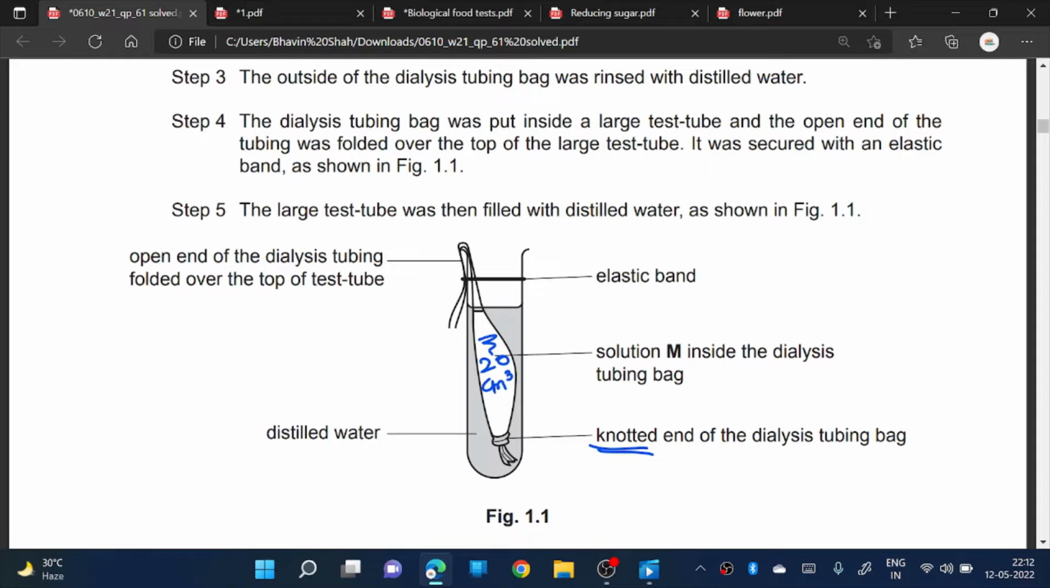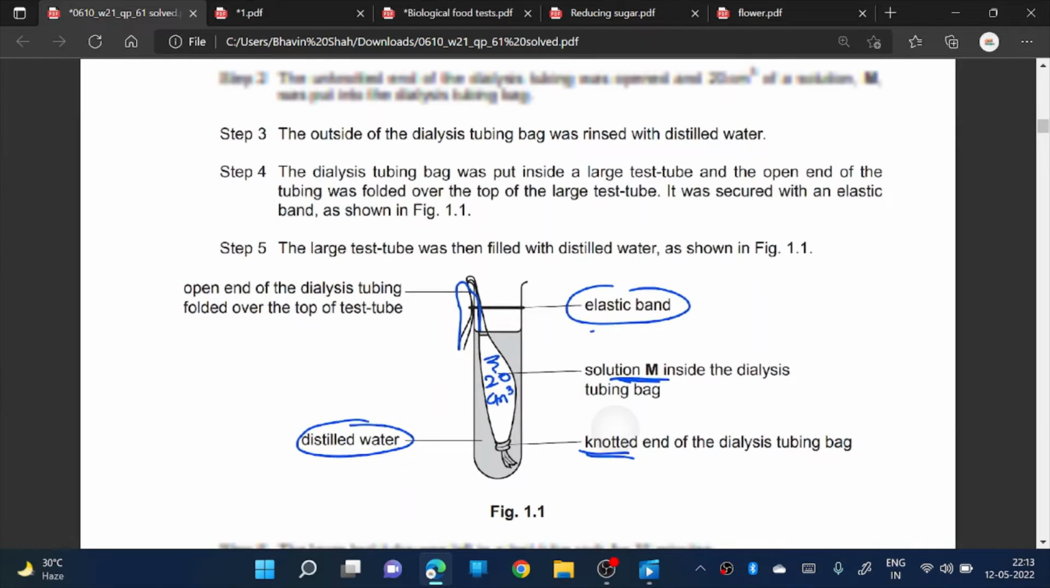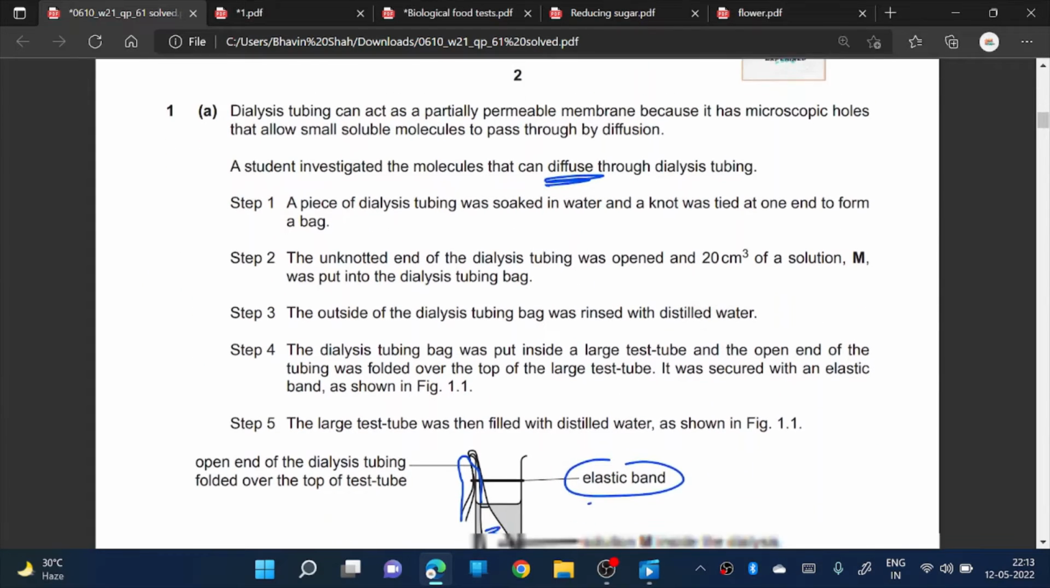On the outside of this tubing you can see they have added distilled water. On the other side of the tube they have hung it on the side and they have put an elastic band so that it will not slip or move out. And they have solution M inside the dialysis tubing bag. Okay, so these are the conditions provided.